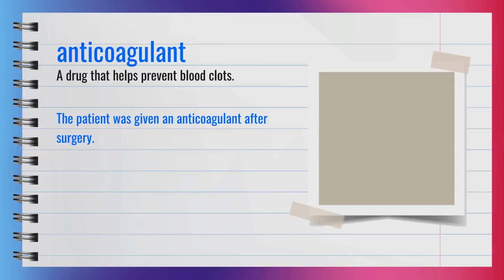Synonyms for anticoagulant include blood thinner and clot preventative. For example, the patient was given an anticoagulant after surgery. In summary, an anticoagulant helps in preventing blood clots.